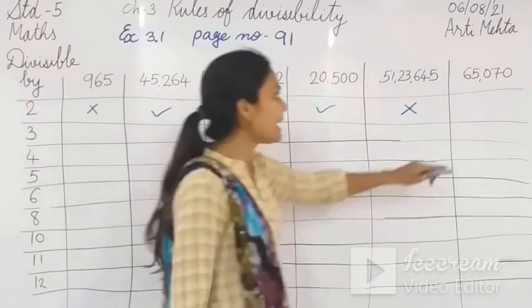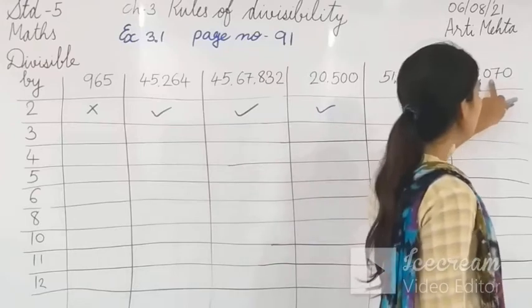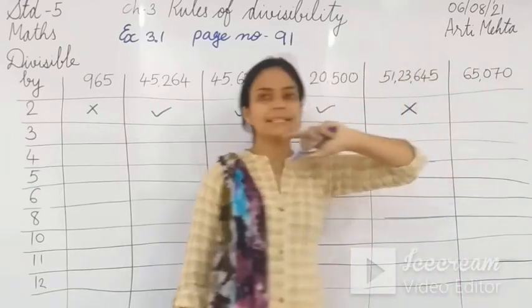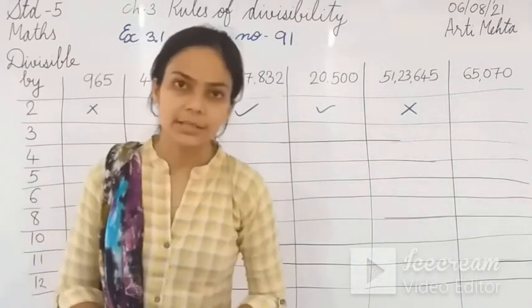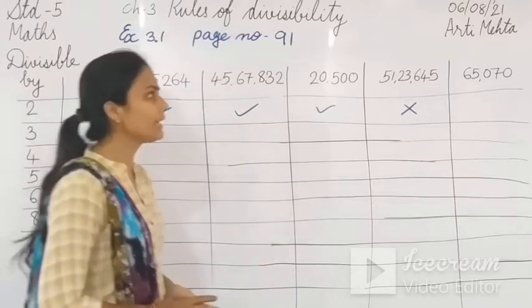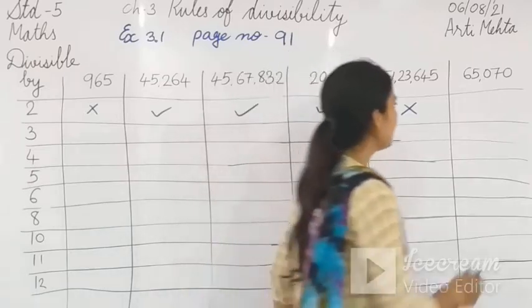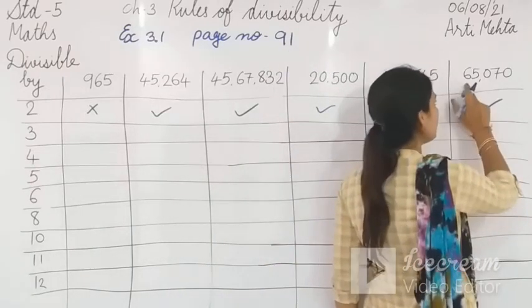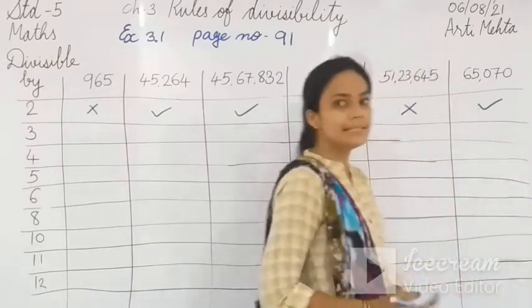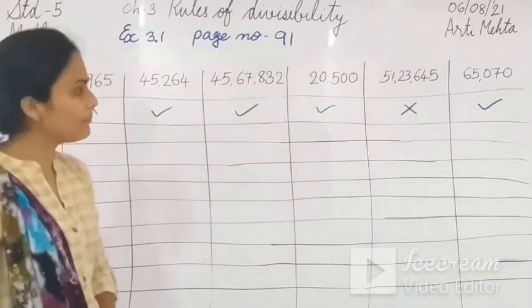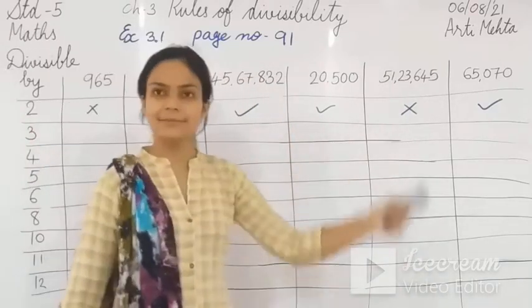Okay, last number 65,070. In the ones place there is 0. Okay, 0 is an even number, so we can divide by 2. So this number is divisible by 2. See, 65,070 is divisible by 2.